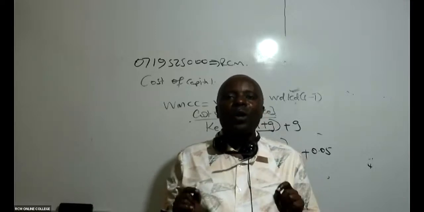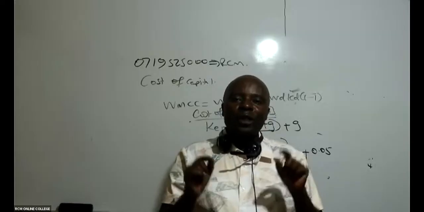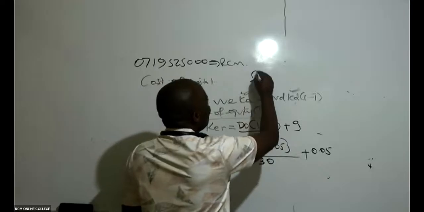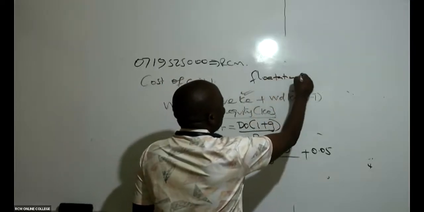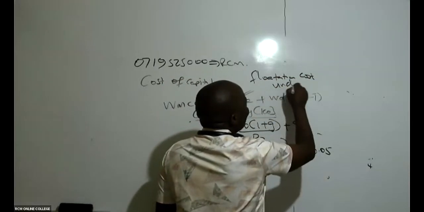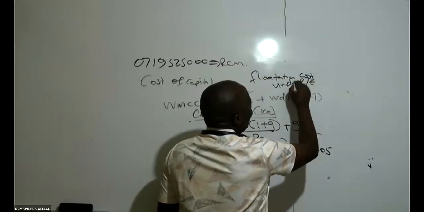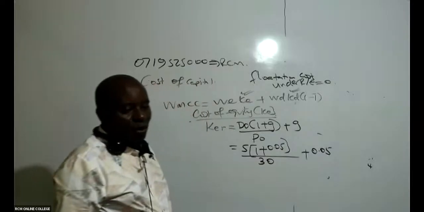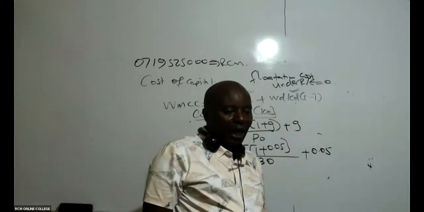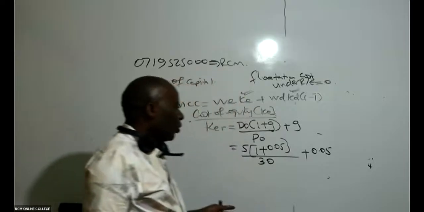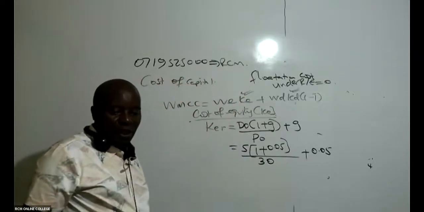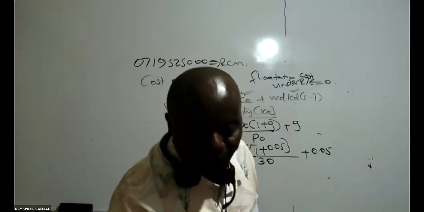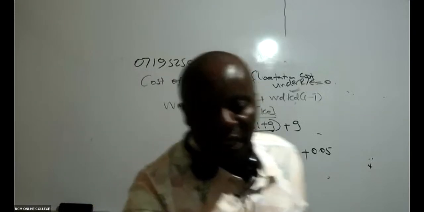Zero. If I were you, I would write that flotation cost and retained earnings equals 0. Flotation cost and retained earnings equals 0. So let us all get our calculators.